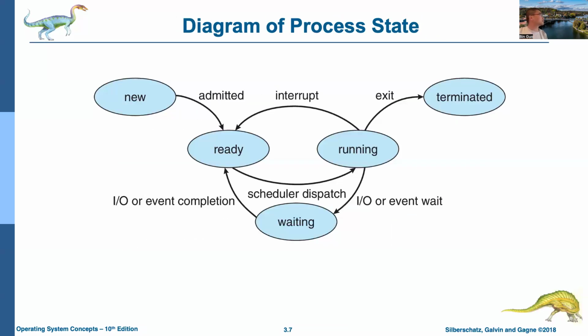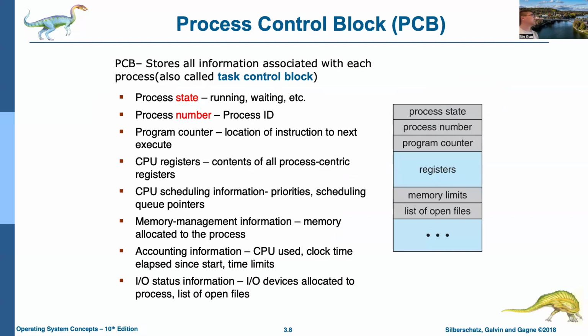You need to know this is a five-state model. I know it's very abstract. Later we can show some examples. Okay, this is the PCB, the process control block.